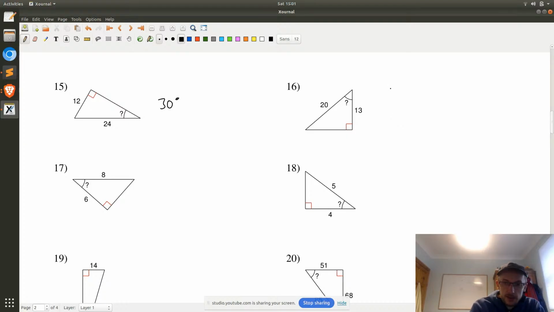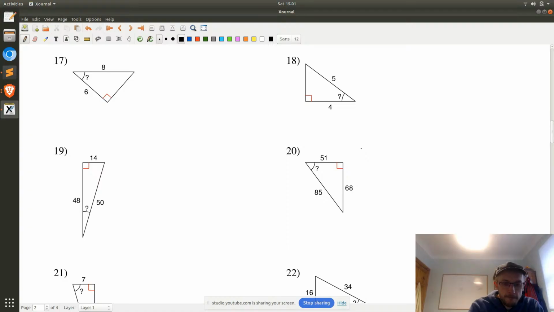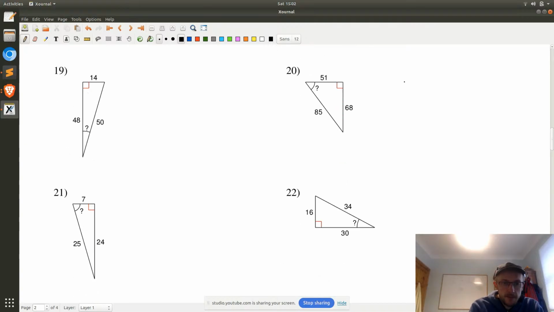Okay, it's 13. Let's see, we've got the adjacent and the hypotenuse, so that'd be cosine, arc cosine. So 50 degrees-ish. Adjacent and hypotenuse. About 41 degrees. Adjacent hypotenuse, again, cosine.